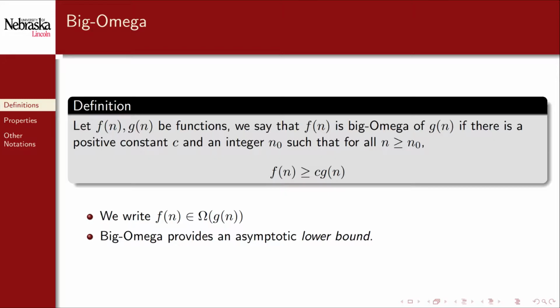We write similar notation, except that we use a capital Greek letter omega. Big omega characterizes the inverse relationship. That is, g of n represents an asymptotic lower bound to f of n.